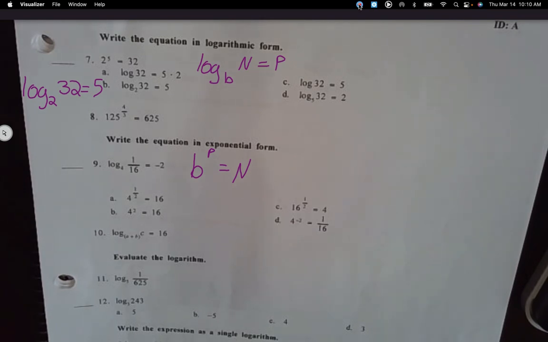So there's one like 7, and there's one like 8. It's the same thing. Okay? So I've got log. What's my base on number 8? 125. What's my number? 625 equals 4/3. Okay, that's my answer for number 8.